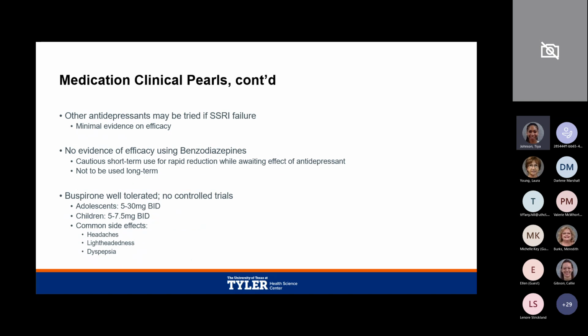Other antidepressants may be tried in patients who have failed treatment with SSRIs, but there is minimal evidence to discuss their efficacy in children and adolescents.